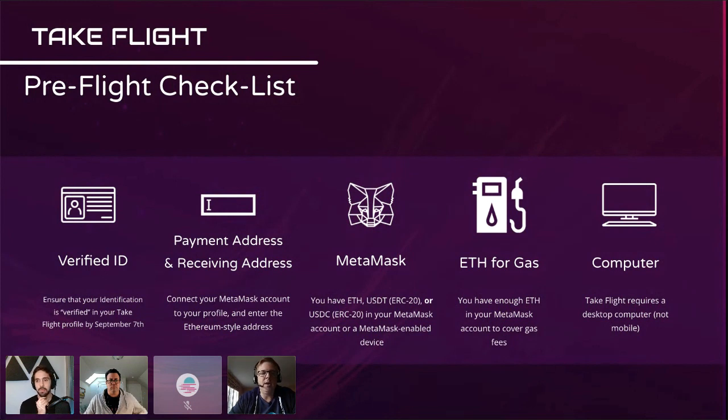And to pay, you're going to need to use MetaMask. And again, as I said before, the payments have to be done using ETH, USDT, or USDC stablecoins, the ERC20 variety, on the Ethereum network. Make sure you have enough ETH to cover the gas fees in addition to your payment amount.